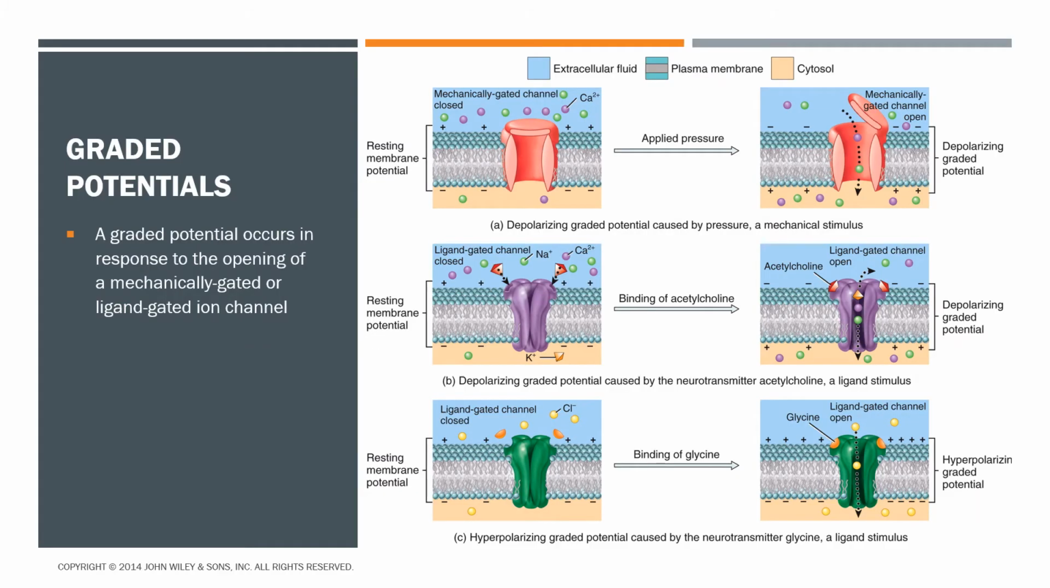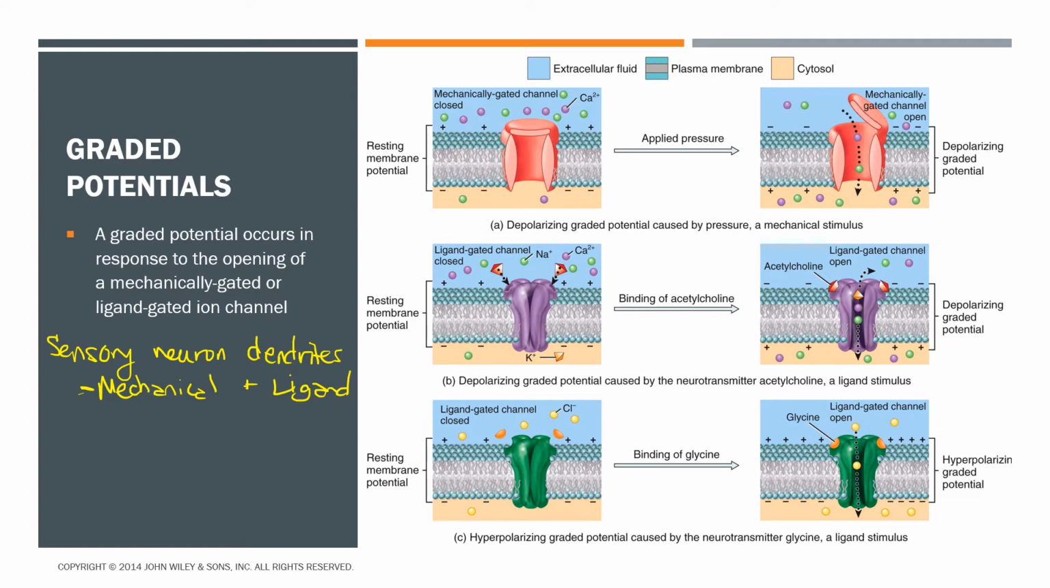A graded potential occurs when a stimulus causes mechanically gated or ligand-gated channels to open or close in an excitable cell's plasma membrane. Now, typically, the mechanical and ligand-gated ion channels are found in the dendrites of sensory neurons. In sensory neuron dendrites, we're going to find both the mechanically gated and ligand-gated channels.